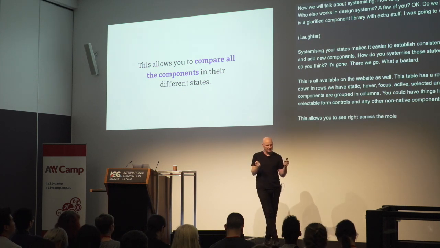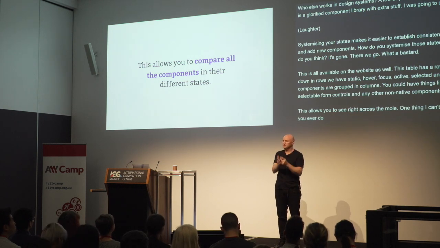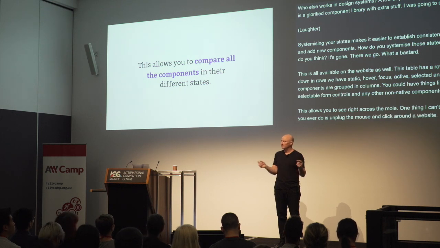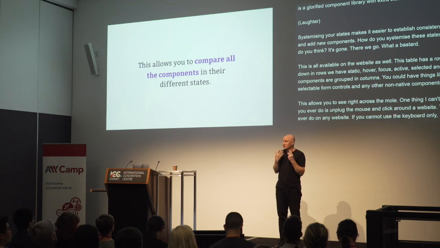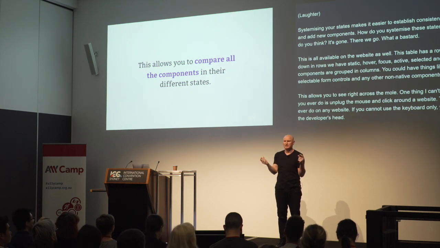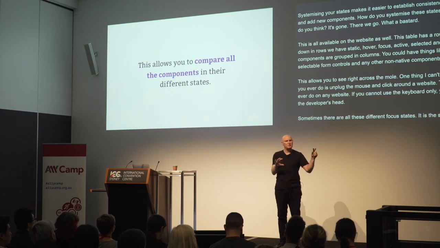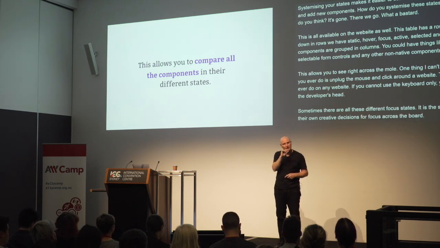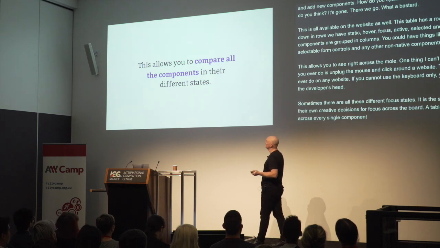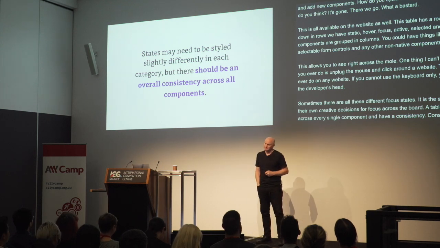One thing I can't stand, like a lot of you, the first thing you ever do is unplug the mouse and click around a website, yeah? That's the first test you should ever do on any website. And if you can't use the keyboard only, you should throw the keyboard at the developer's head. But that's the first test. But have you noticed that when you click around, sometimes there's all these different focus states, like it's the same designer, they're just making their own creative decisions for focus across the board. Whereas a table like this allows you to see across every single component and have consistency. And consistency is next to godliness. That should be on a tea towel.